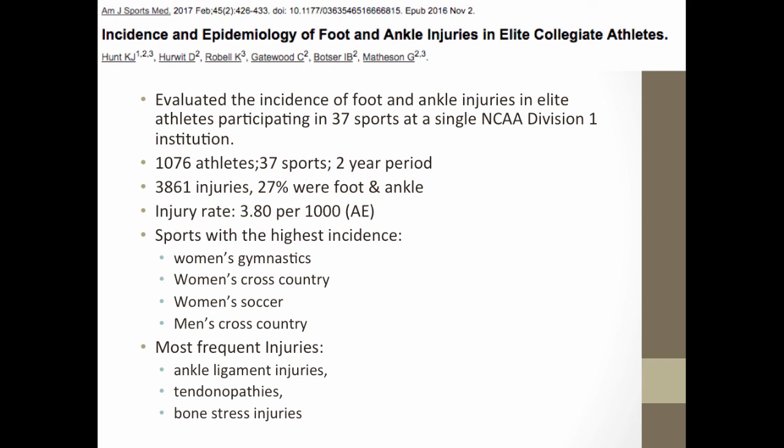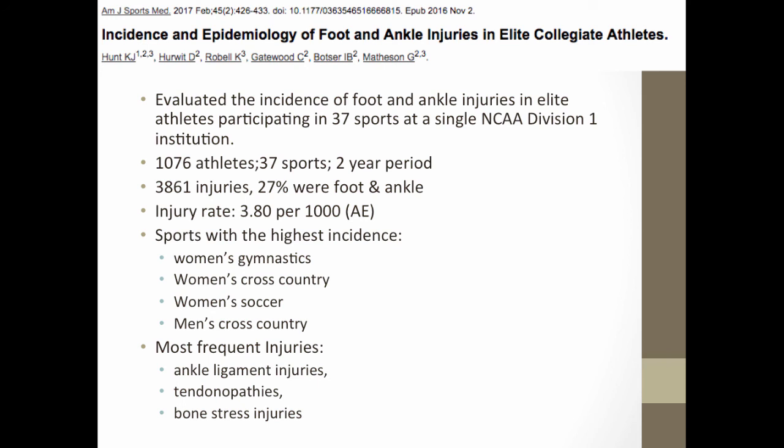Furthermore, 27% of the athletes with foot and ankle injuries were referred for an office evaluation by a physician, and 84% of those individuals required radiological imaging. The overall injury incidence was about 3.8 per 1,000 athletic exposures. When we talk about athletic exposures, that could be a practice and certainly a game. The 4 sports with the highest incidence rate, meaning greater than the 75th percentile, were women's gymnastics, women's cross country, women's soccer, and then men's cross country.